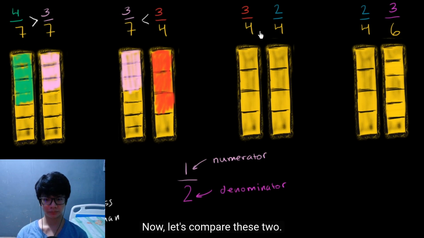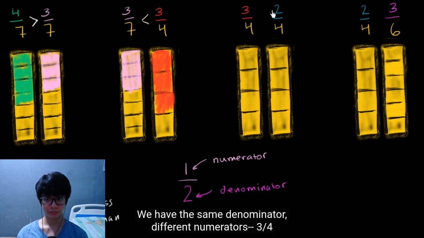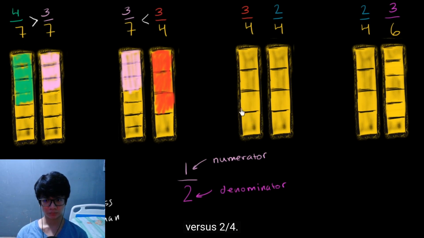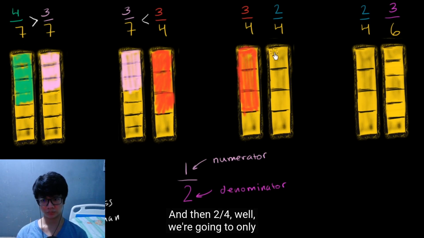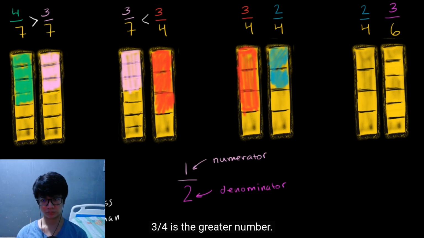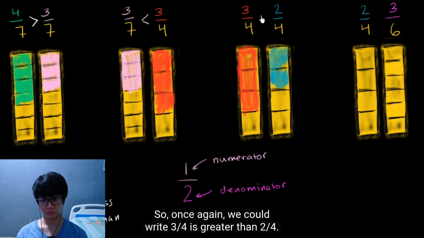Now let's compare these two. We have the same denominator, different numerators. 3/4 versus 2/4. Well, 3/4 we've already looked at. We can just shade in 3 of these. So 3 of these fourths. So that's 3/4 right over there. And then 2/4, where we're going to only have 2 of the fourths. 1, 2. So 2/4 is clearly the smaller number. 3/4 is the greater number. So once again, we could write 3/4 is greater than 2/4.